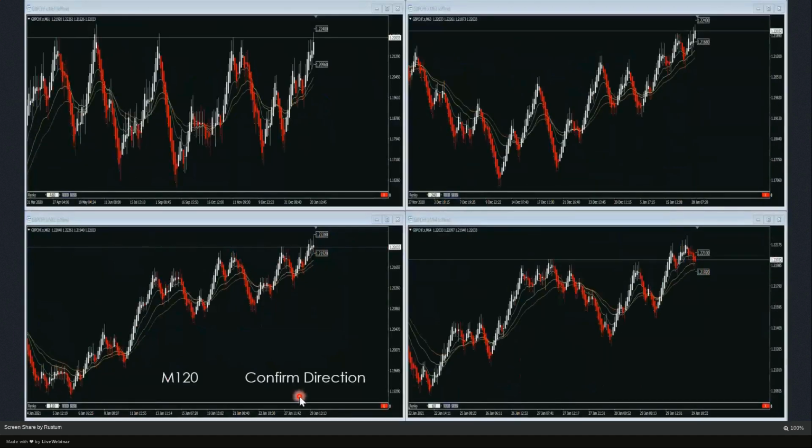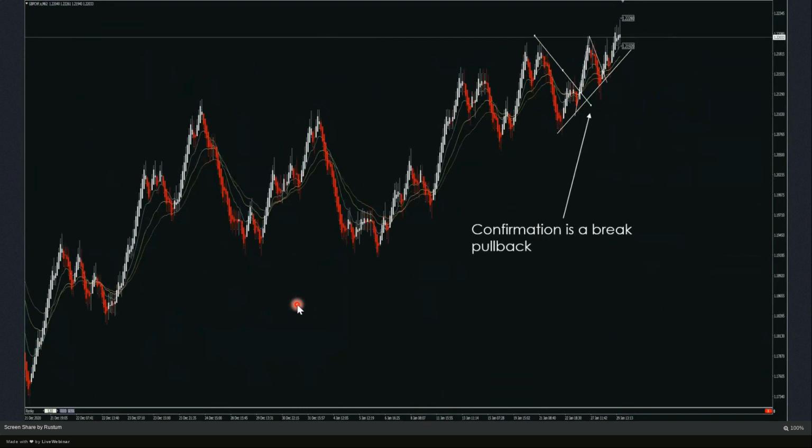And now we need to confirm our direction. Okay, so we want to confirm that we want to go long. Now, how do we confirm that we want to go long? We use the M120. So the confirmation that we are going long is that after we see the break here on your M240, you are looking for a break pullback in the same direction on your 120. When that happens, we are confirmed long. So this line here comes in from your 240, from your higher time frame, and then you get this break pullback, confirming it on your 120.